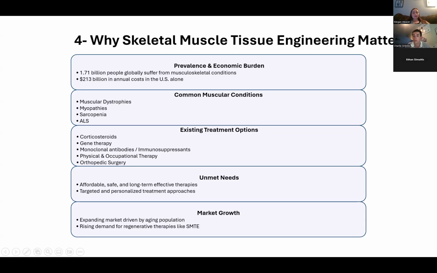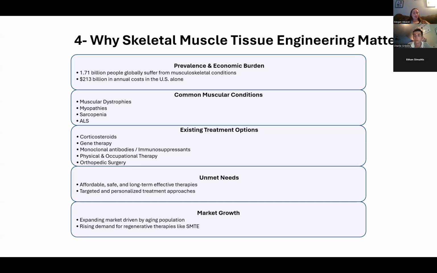Some of the most serious muscle-related conditions include muscular dystrophy, myopathies, sarcopenia, and ALS. We do have a range of treatment options, from corticosteroids and gene therapy to physical therapy and orthopedic surgery. These approaches come with high costs, significant side effects, and limited long-term effectiveness. This brings us to the critical challenge: the need for more affordable, safe, and targeted therapy that can provide lasting benefits. There's also growing interest in personalized therapy that accounts for a patient's unique genetic and disease profile.